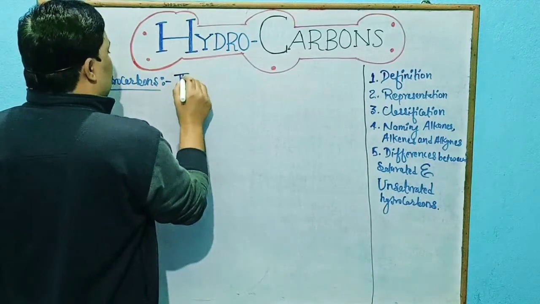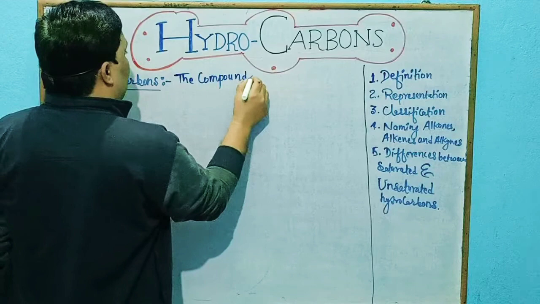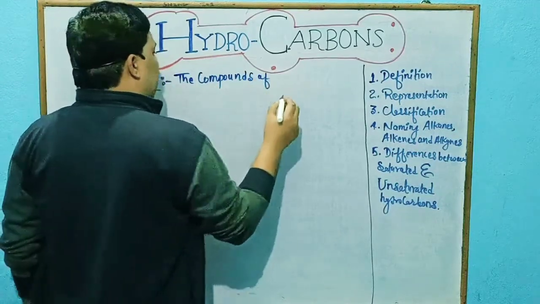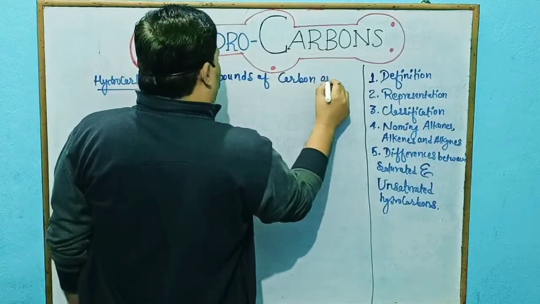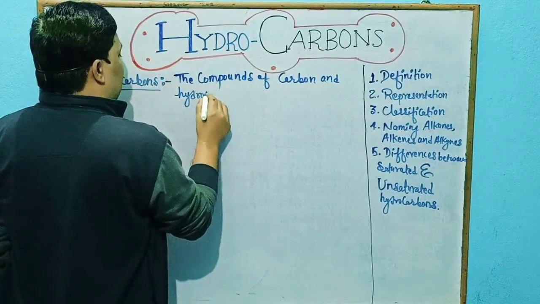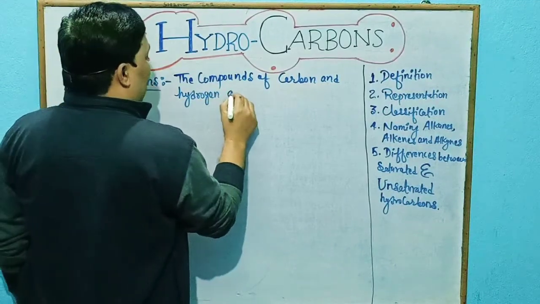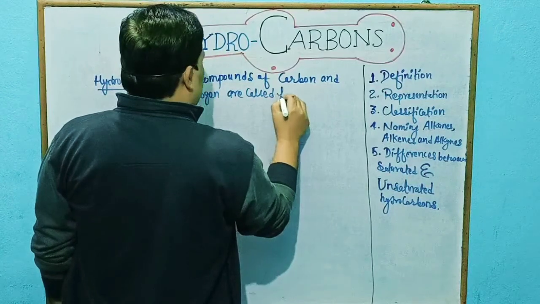So the compounds of carbon and hydrogen are called hydrocarbons.